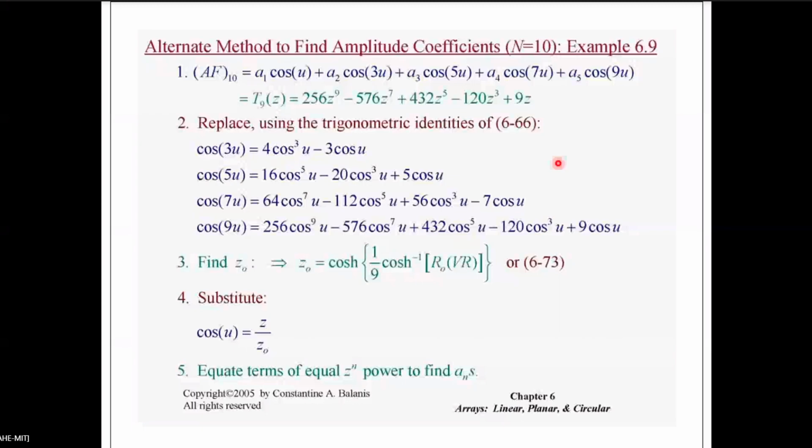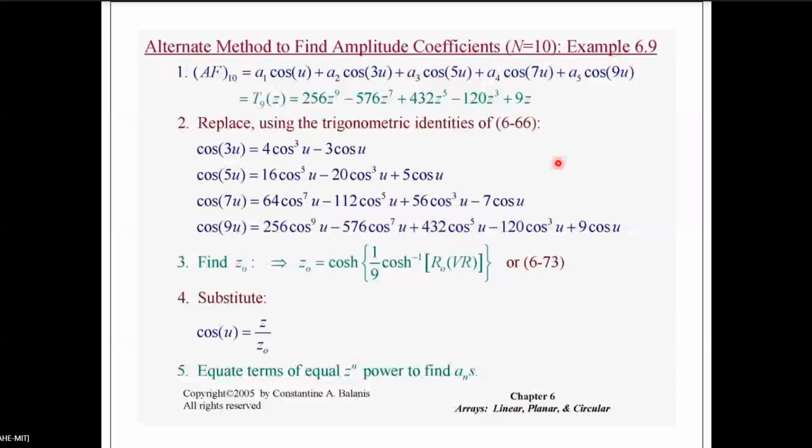Sir, what is the ratio of side lobe? R0 in dB. I am just giving the procedure now, how to solve this problem accordingly. Okay, so this is the data given. Find the excitation coefficients and form the array factor. This is what is required.